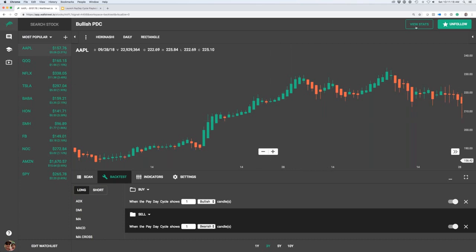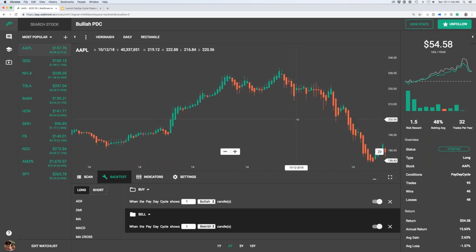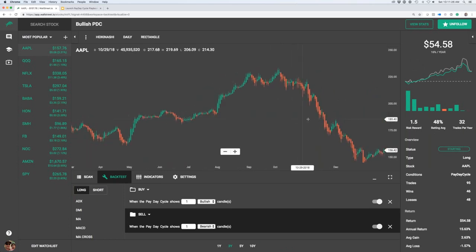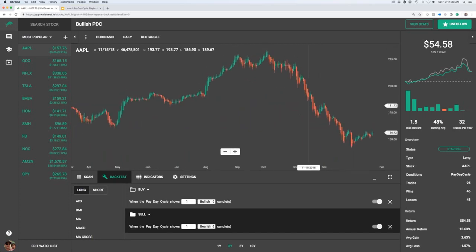So I'm going to come over here and click View Stats, and I'm going to see right away some of the stats here for Apple. Now, this is the most basic form of a payday cycle strategy. I haven't done any probability stacking to help eliminate some of the false starts or anything like that, which I'm going to do in a second. But you can see right off the get-go, it's got a pretty decent risk reward. The batting average can be improved. I'm going to show you how to do that in a second. And you tend to get about 32 trades a year. The strategy has worked 9 out of the last 10 years.